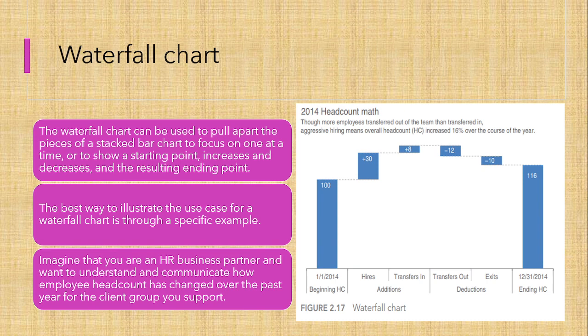So 12 transferred out, and 10 exits. So 22 are gone. 138 minus 22 becomes something like 116. So at the end of 2014, December 2014, the total number of employees remaining is 116. That's how we can compare this easily using what we call a waterfall chart.